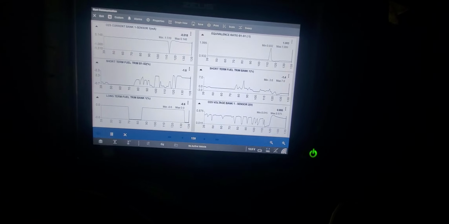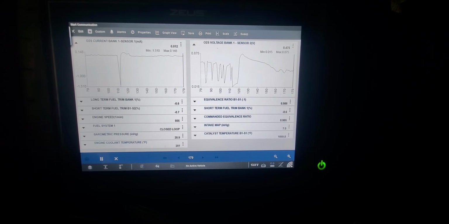Okay, let me pull different data PIDs. I want to see something when the fuel system goes into fuel cutoff mode, and see what the front O2 sensor does and what the rear O2 sensor does. So I'll be right back. So here we go.